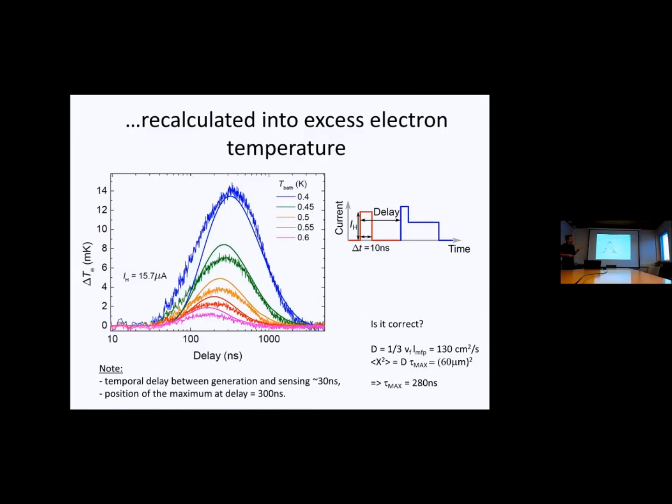If you know the mean free path in your wire, you expect for these structures 20, 30 nanometers. Here is the Fermi velocity, and you have here the Einstein-Smoluchowski law of diffusion. So for 60 micrometers from the source to the sensor, we expect such a time. Because it is the maximum time of arrival, it is in agreement with what we expect with the simple model of free particle diffusion.